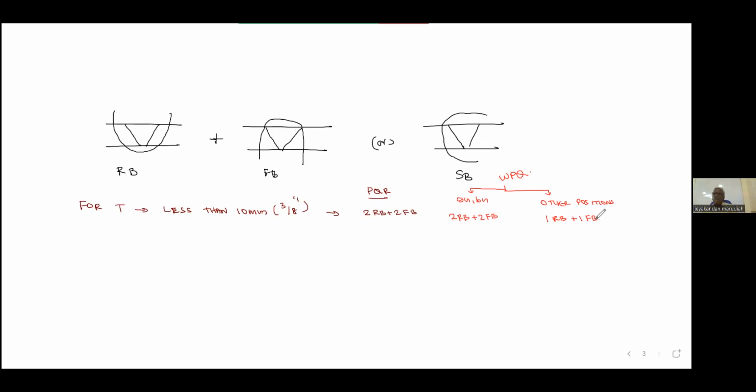So if you are qualifying a welder in 5G or 6G, two root bends, two face bends. If you are qualifying other positions, one root bend plus one face bend when the thickness is less than 10 mm. Suppose the thickness is 10 mm to less than 19 mm.